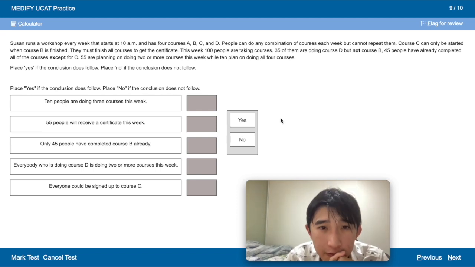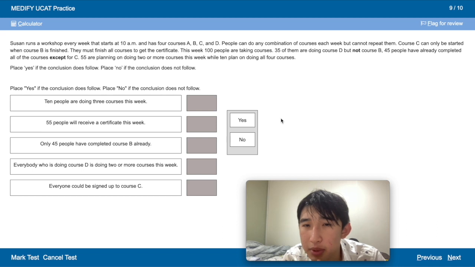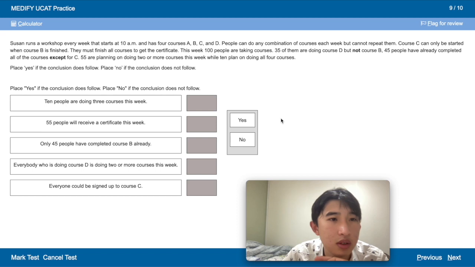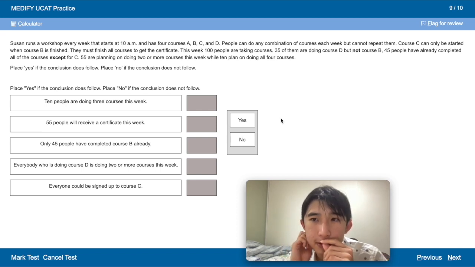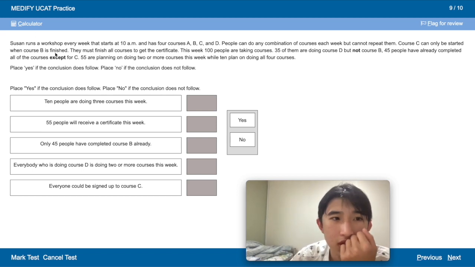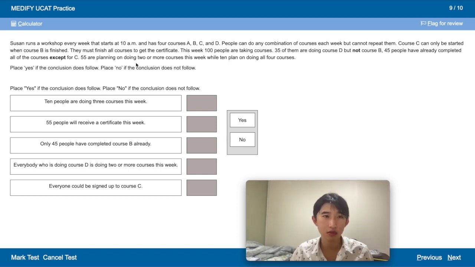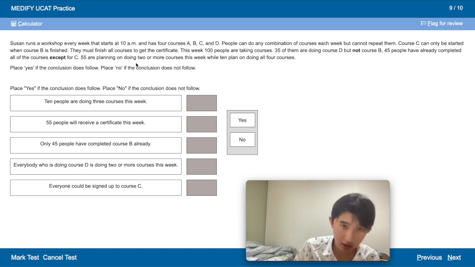Workshop, 10 a.m., 4 courses. Cannot repeat them. Runs a workshop every week. Each course C can be started when course B is finished. This week, 35, but not course B, completed, extended 22 more courses. Okay, let's do a Venn diagram. God.